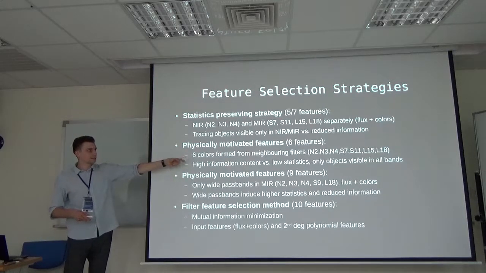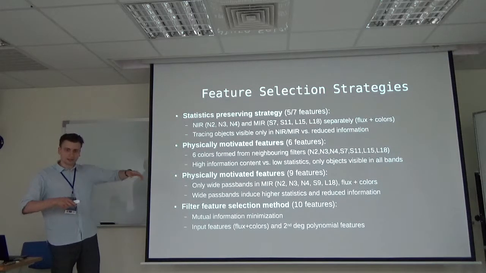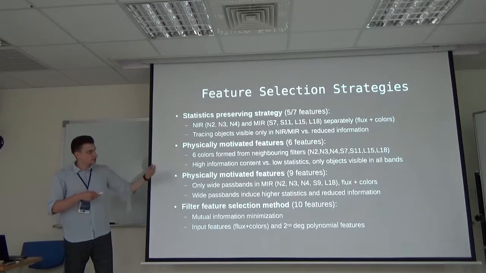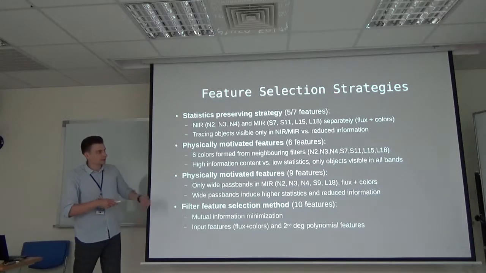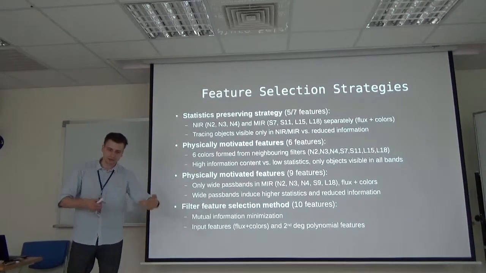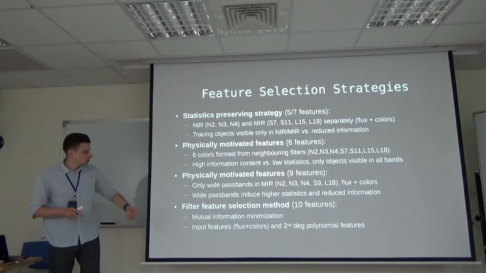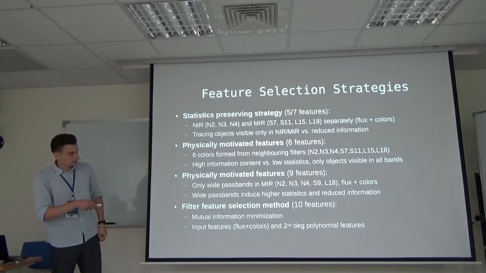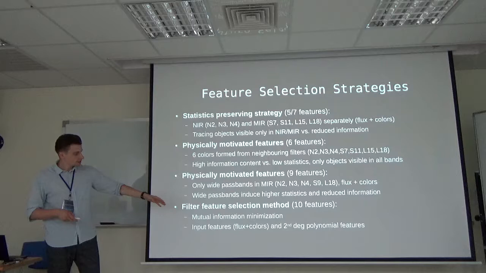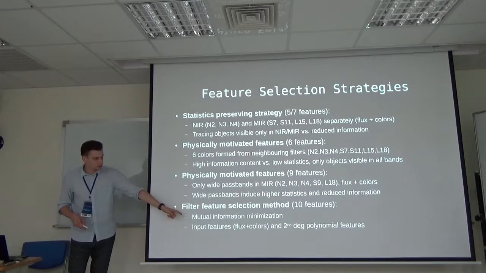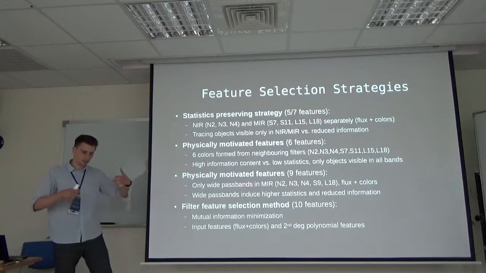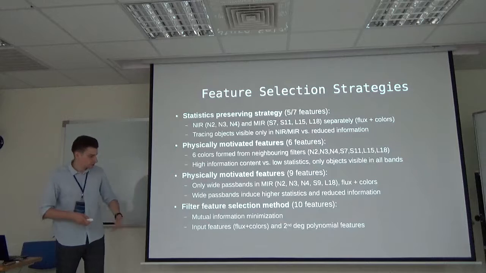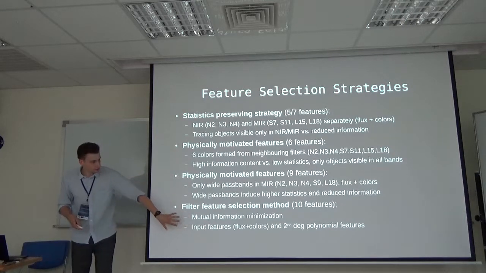One of them was the classical 6 colors feature space made of colors from the neighboring filters. And well, it gives you probably the best possible information, but again, now we have low statistics because we need objects which were measured in each narrow passband. We also used the same idea but with the wide passbands in the mid-infrared, and we also used the mutual information minimization technique, which gives us the most independent features. So we also created such independent feature sets.